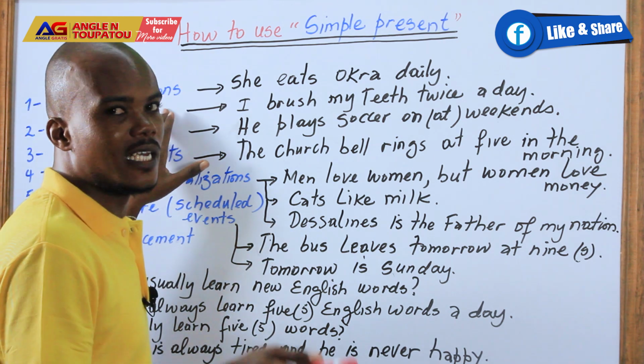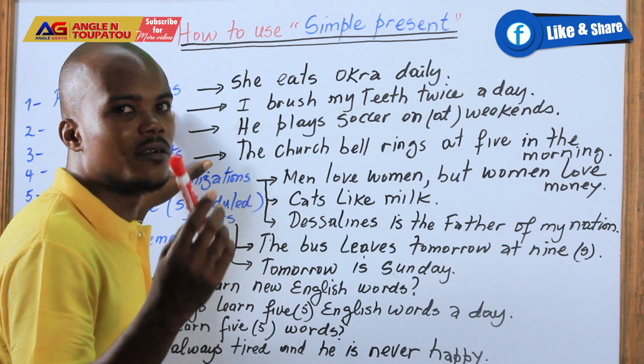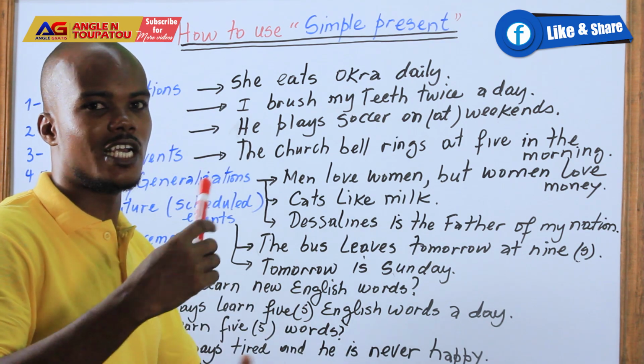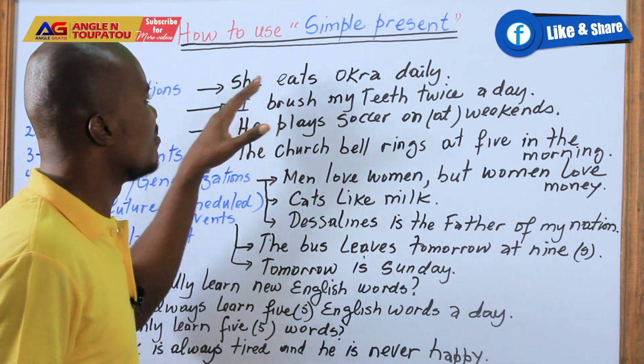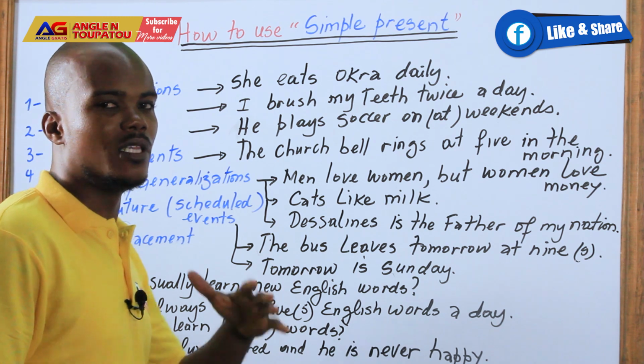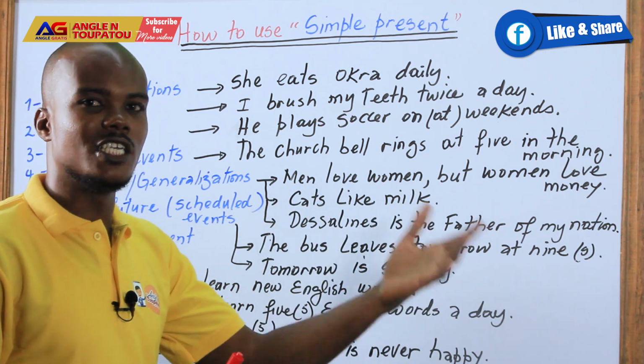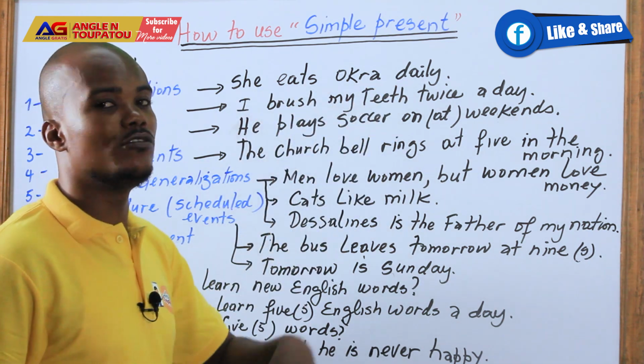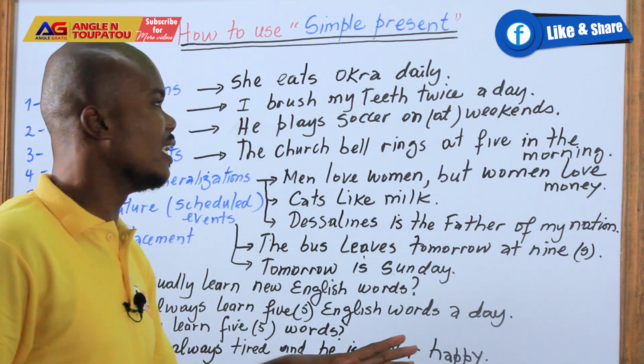Repeated action. There are many actions that you do every day. For example, she eats okwa daily, but you like another thing, another vegetable. You prefer another vegetable.